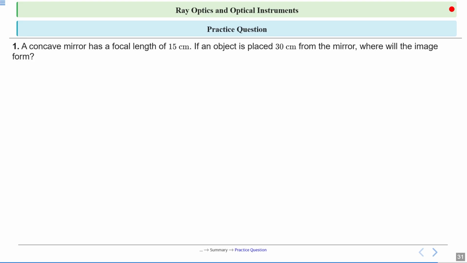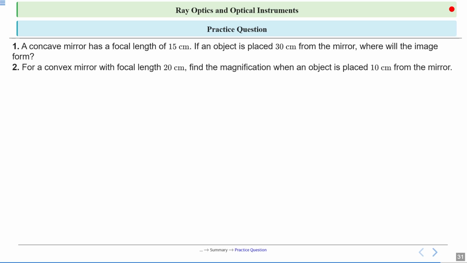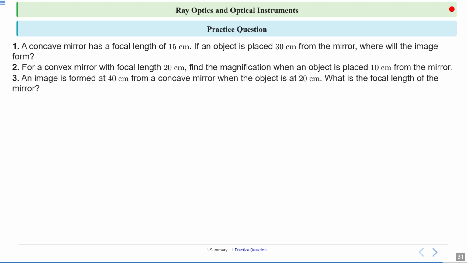So there are some practice questions. A concave mirror has a focal length of 15 cm. If an object is placed 30 cm from the mirror, where will the image form? For a convex mirror with focal length 20 cm, find the magnification when an object is placed 10 cm from the mirror. Third question: an image is formed at 40 cm from a concave mirror when the object is placed at 20 cm. What is the focal length of the mirror?